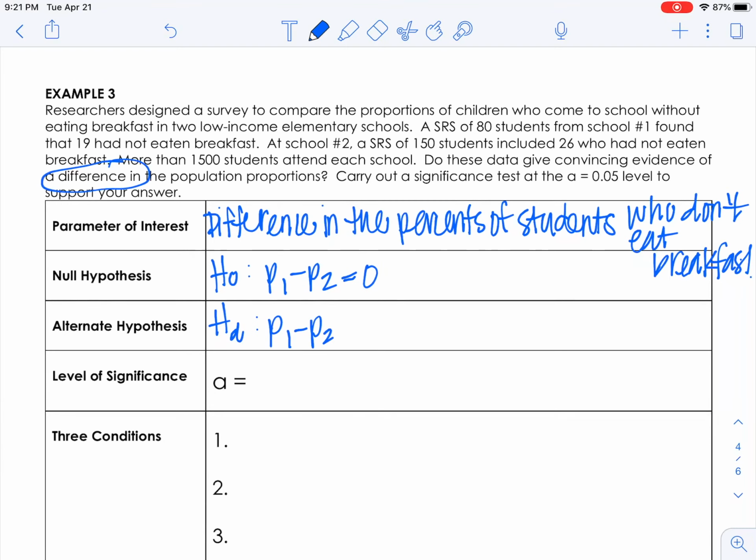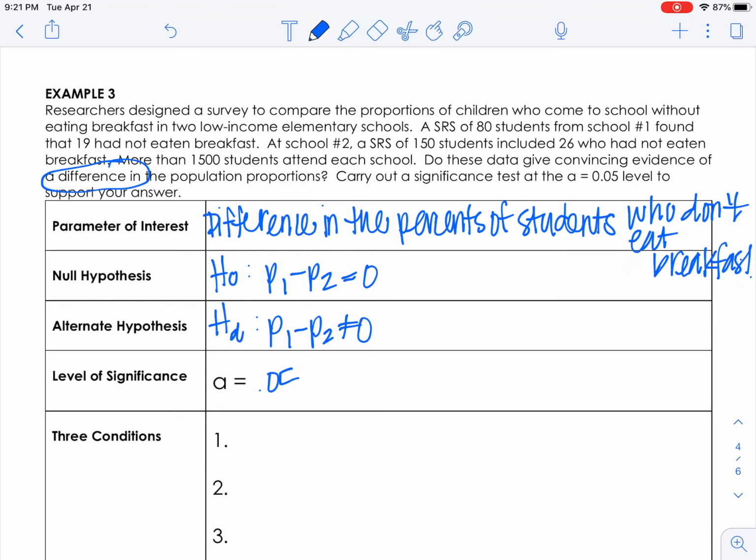And a difference would be noted not if one was big, if it was greater than or less than 0, but just not equal to 0. Right? If it said, does this give evidence that school 1 has a higher percentage, that would be greater than 0. If it was school 2 has the higher percentage, then it'd be less than 0, because if we subtracted a small number minus a big number, we get a negative number.